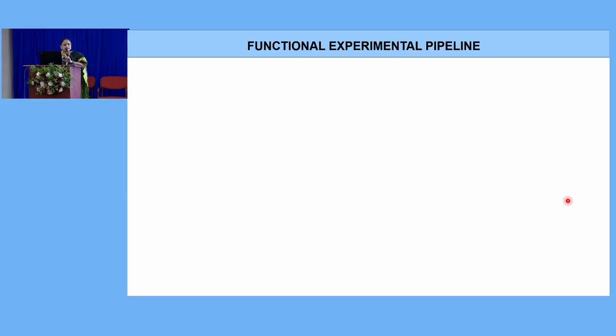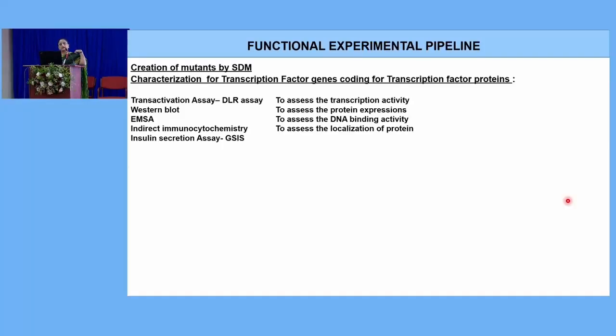So the functional experimental pipeline that we do in our lab in MDRF: first we create the mutants by site-directed mutagenesis, and then we go for the characterization for transcription factor genes, coding for transcription factor proteins. One is assessing transcription activity, another is protein expression, then DNA binding assay, and to assess the localization of protein, and finally to look at the glucose-stimulated insulin secretion levels. Okay, these are the ones that we do.